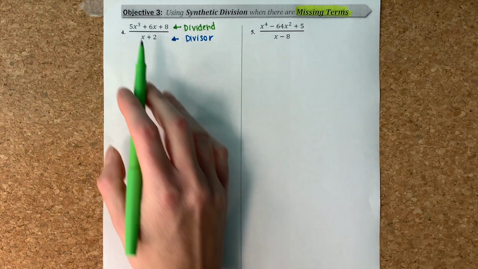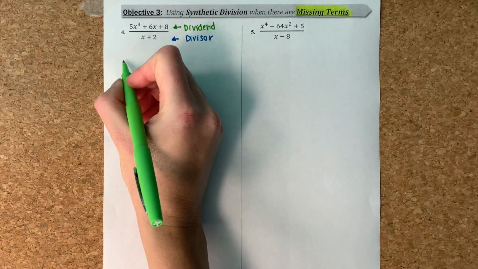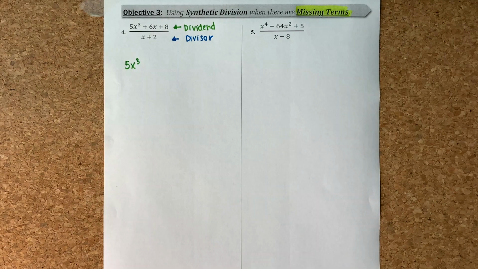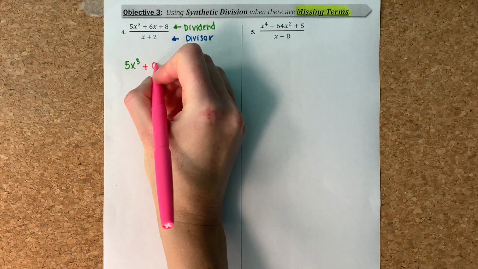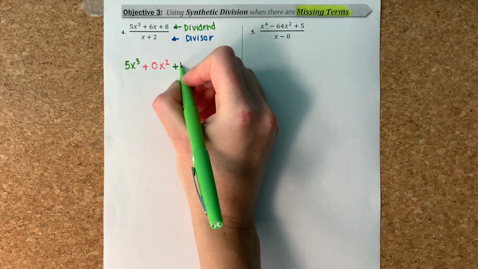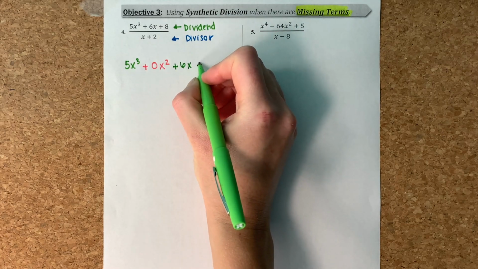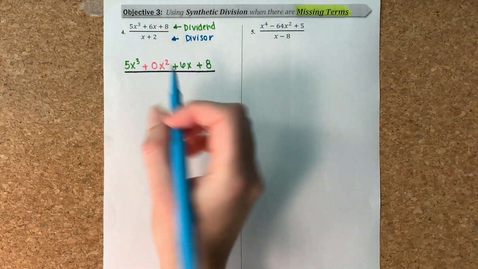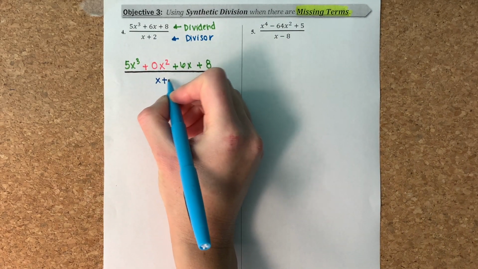So let's rewrite this dividend. We'll start with 5x cubed. We're missing an x squared term, so I'm going to write plus 0x squared. Then we'll write plus 6x and plus 8. And then we'll divide by our divisor, x plus 2.